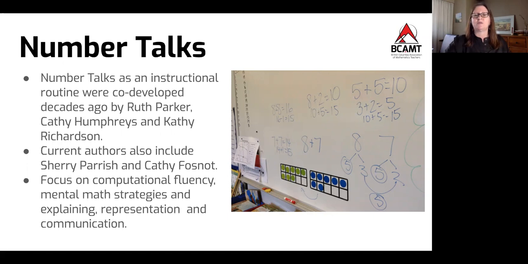I used the visual tool of the 10 frame to provide an access point or a starting point for some of the students, writing the equation up, 8 plus 7, and then having them share, how did you figure that out? And giving them some wait time or think time before they do that.